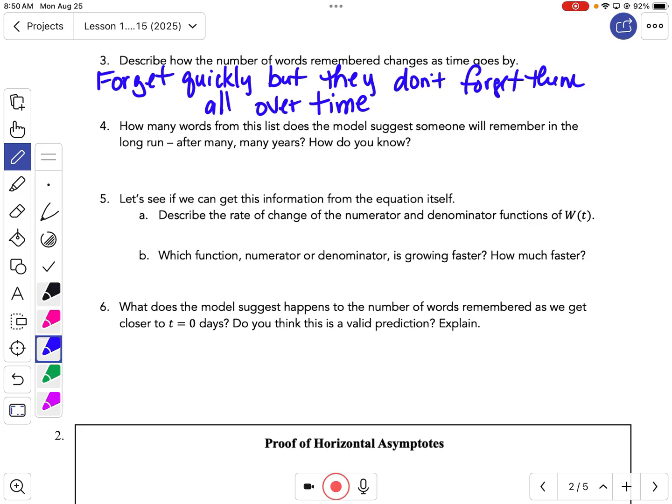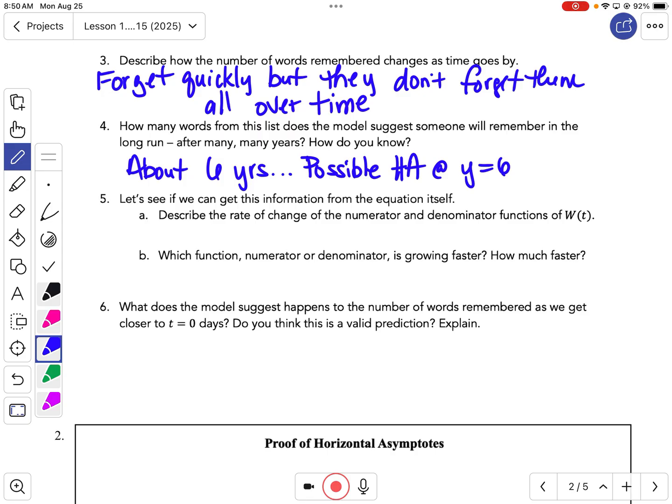So how many words from the list does this model suggest someone would remember in the long run after many, many years? What do you think? About 6, okay? How do we know that? Yeah, looks like we've got an asymptote, all right? Looks like we've got a horizontal asymptote at y equals 6, it just gets closer and closer to 6 the farther we go out. In fact, could we check it? Could we put in 2 years, right? So how many days that would be, 365 times 2, and see what we got, okay? So that's a possibility.